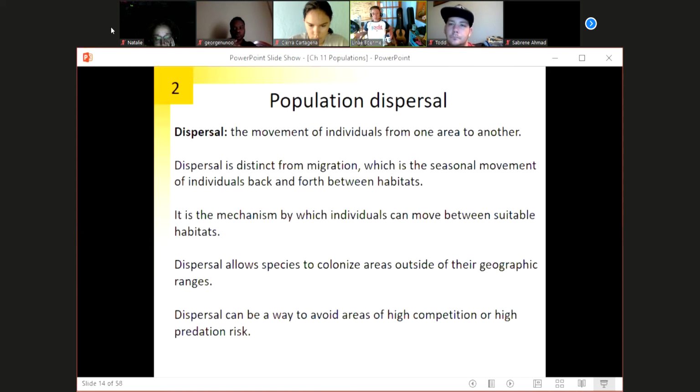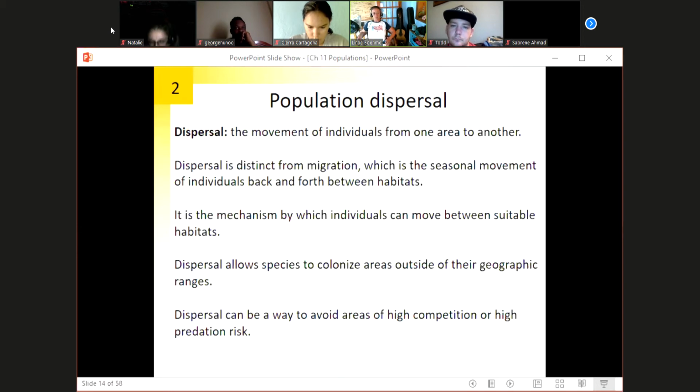But what if you're an organism and you're like, hey, it's too crowded here. I want to go to another area. Well, that's called dispersal, the movement of individuals from one area to another. Now, this is distinct from migration, because migration is like an oscillation. Think of the snowbirds that are going to start coming down here. So you have organisms that come back and forth. It's a very seasonal, predictable movement between habitats.